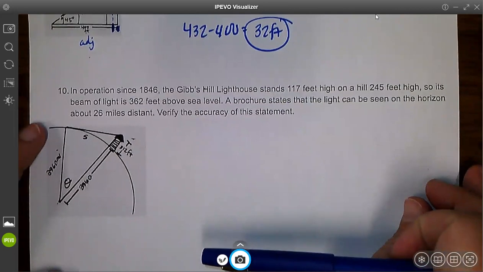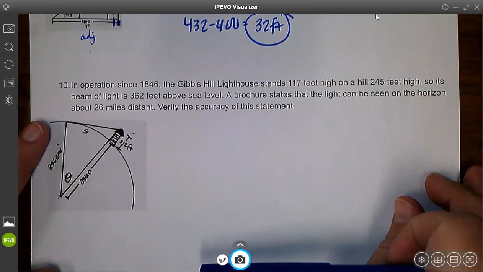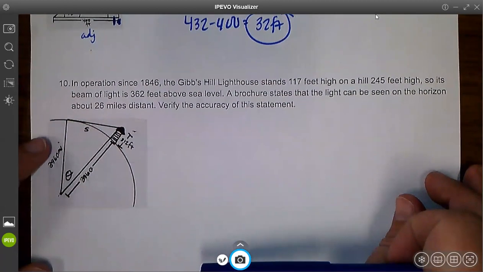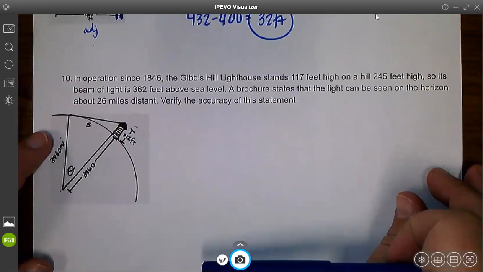In operation since 1846, the Gibbs Hill Lighthouse stands 117 feet high on a hill that is 245 feet high. So its beam of light is 362 feet above sea level. The brochure states that the light can be seen on the horizon about 26 miles distant. Verify the accuracy of this statement.